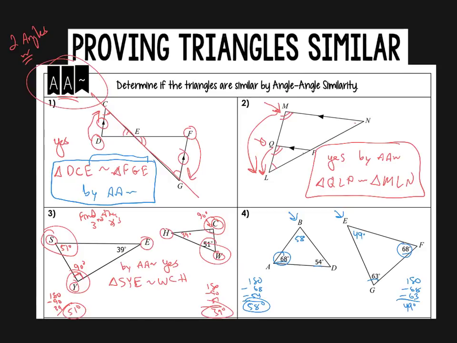And so what do we notice? We notice that 58, 49, 63, and 54, I don't see any other angles. The only two that match up are the 68 and the 68. So this is no. And that's it. We move on. No similarity statement because they're not similar. You complete 5 and 6.